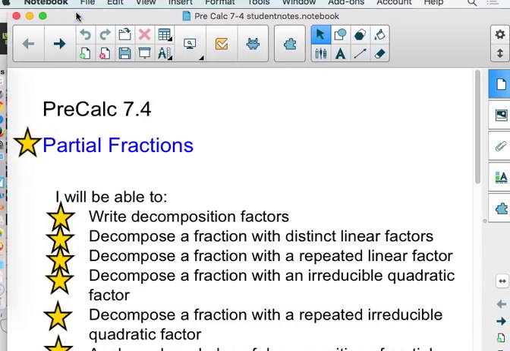So now, we're going to talk about section 7.4, which is a really fun section on partial fractions. So stop right now and take out those state concepts and pre-rate yourself on those 7.4 concepts for partial fractions. I can use partial fractions, I can write decomposition factors, I can decompose a fraction with distinct linear factors, I can decompose a fraction with a repeated linear factor, I can decompose a fraction with an irreducible quadratic factor, I can decompose a fraction with a repeated irreducible quadratic factor, and I can apply knowledge of decomposition of partial fractions to graphs. So, like I said, please pull out the yellow packet, pause the video if you need to, and pre-rate yourself.